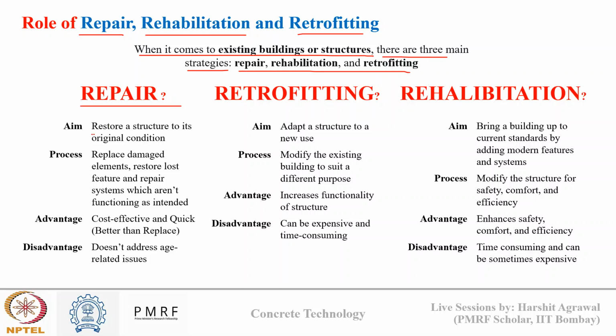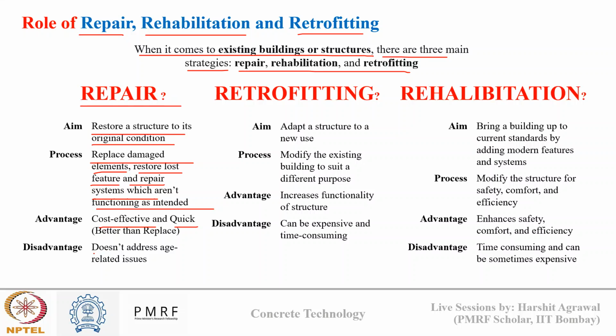So repair means to restore the structure to its original condition. So suppose there is a structure which has degraded. So by repair, what we mean, we are again restoring the structure to its original condition. Okay, how is this done? By replacing damaged elements, by restoring lost features, or by repairing systems which aren't functioning anymore. Okay, what is the advantage of repair? It is cost effective and quick. Okay, better than replace. It is better to repair rather than to replace.